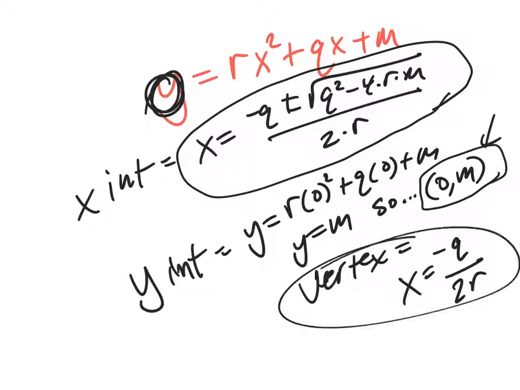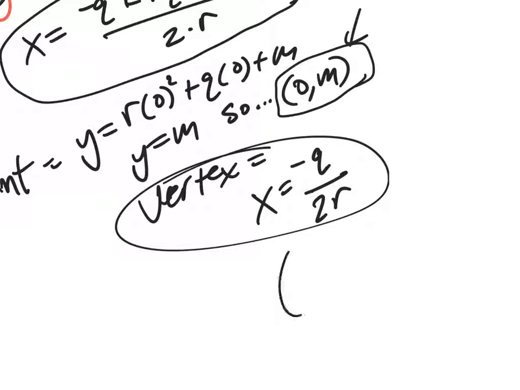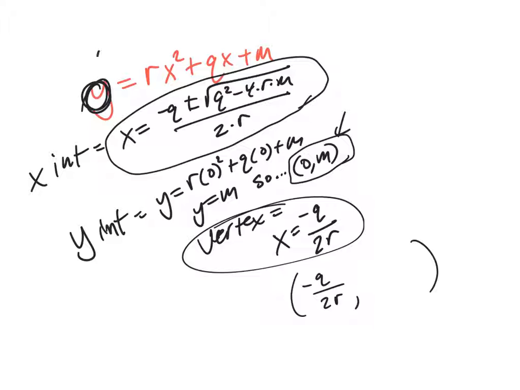And last but not least, the vertex, x equals negative q over 2r. But wait, Mr. Server, that's not a vertex. That's the axis of symmetry. What actually would the vertex be? It would be negative q over 2r, comma, this will be gross, but you'd put that into the equation to find the y, right? Because this is where y was. Y equals that.